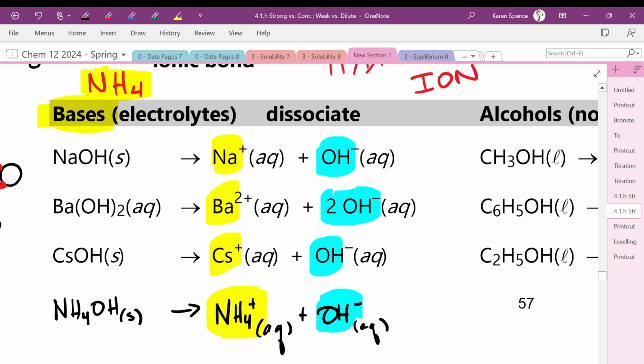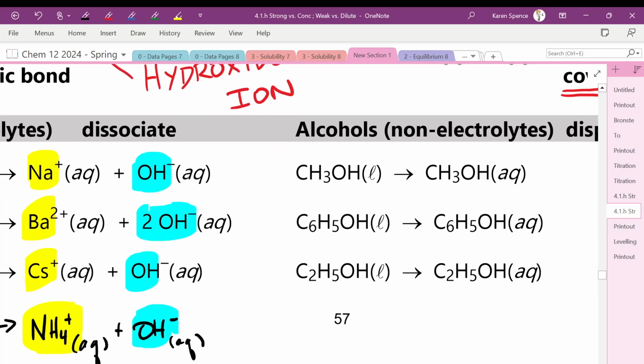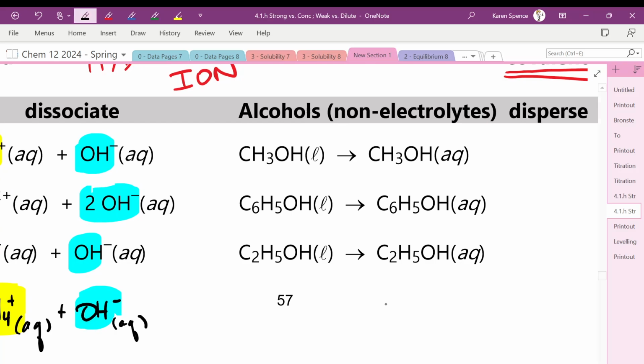What do you notice about the alcohols? No longer do you have a metal or NH4. What do you have? You have some amount of carbons, some amount of hydrogens, so CxHy, and then you have OH.